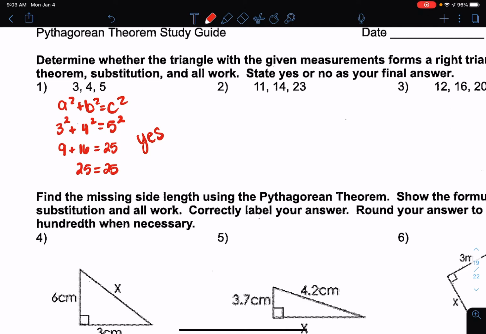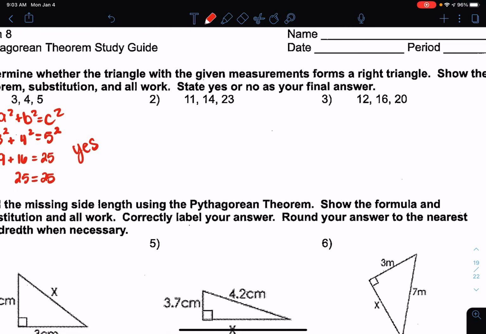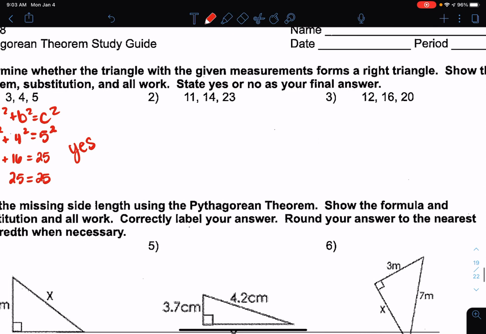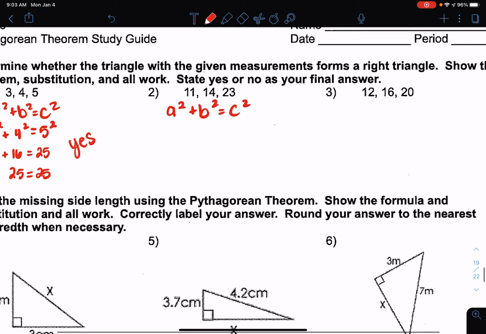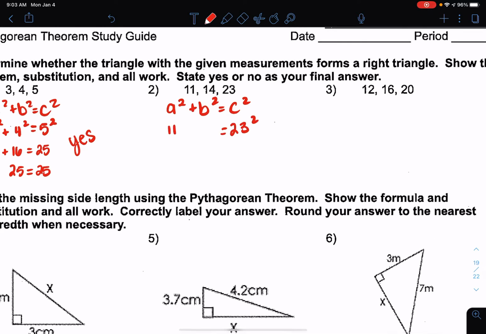All right. Now, looking at number 2, I have 11, 14, and 23. So same process, I'm going to use a squared plus b squared is equal to c squared. Okay, remember the biggest number out of these 3 values is going to be your hypotenuse. So I'm going to go ahead and plug in 23 for c, and then plug in the rest of my numbers, which is 11 squared plus 14 squared.